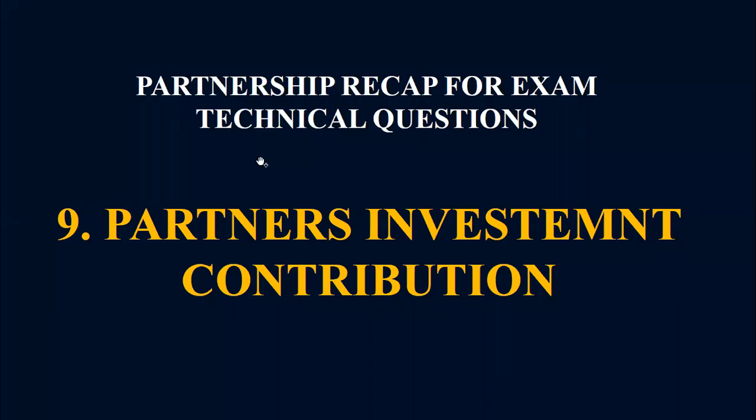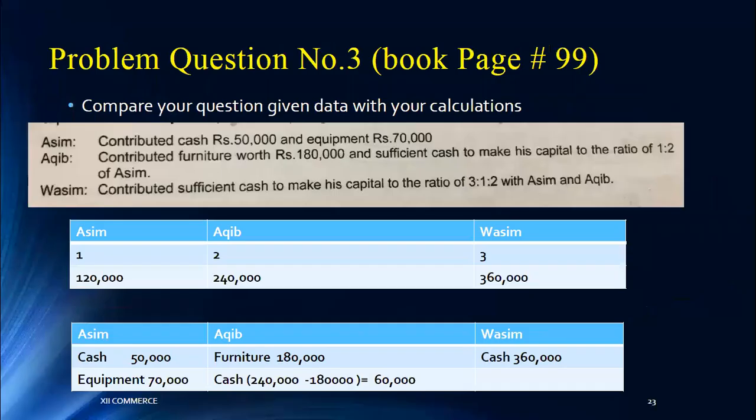The ninth part is the partners' investment contribution, where you have to calculate each partner's individual capital. This is problem question number 3 on book page number 99. You have to compare your answers by using the calculators. Asim contributed cash 50,000 and equipment 70,000, Akib contributed furniture 180,000 and sufficient cash to make his capital in the ratio 1:2. Then Wasim contributed sufficient cash, and the ratio should be 3:1:2.